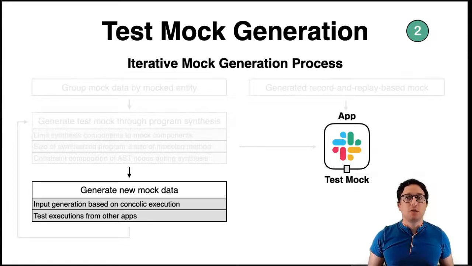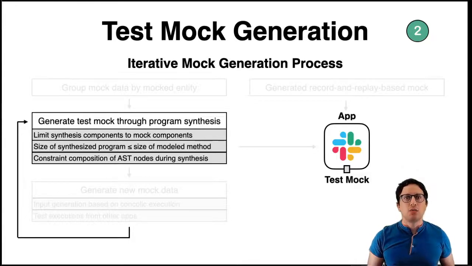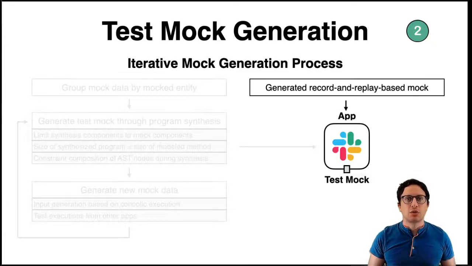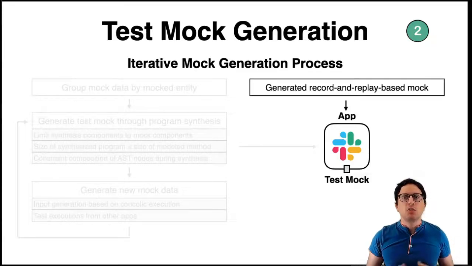At this point, we try to further generalize the mock by generating new mock data. Here, we use two techniques. First, we use input generation based on concolic execution, and our goal is to find an input that increases coverage. Second, we use mock data collected by running the tests of other apps on the app. When we have new mock data, we repeat the synthesis process. And when the synthesis process is successful, we update the mock. Otherwise, we terminate and return the previously generated mock. If the synthesis process is not successful in its first iteration, we generate a mock based on the more general concept of record and replay.